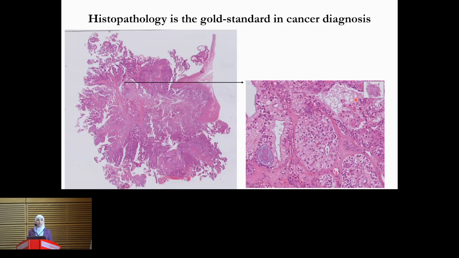However, we know human vision can be subject to error. It can be variable depending on their experience. And of course, it can sometimes be inaccurate.